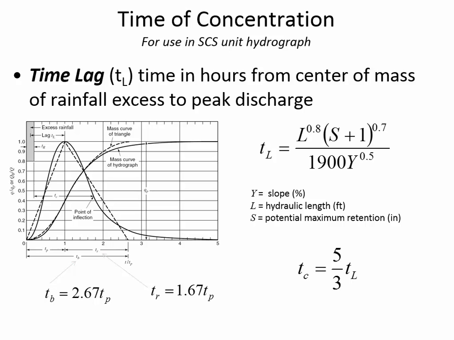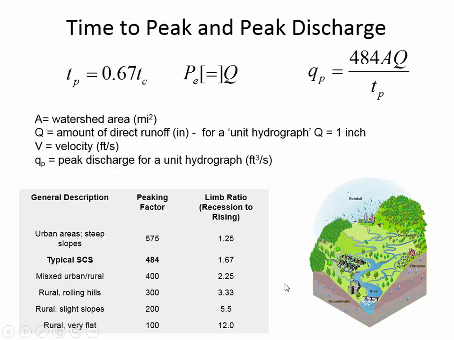Once you know the lag time, you can calculate the time of concentration. There's a rough approximation converting between the two. It's just the time of concentration is 5/3 of the lag time. Now, there's a typical peaking factor that's built into finding the amount of runoff. The typical peaking factor is 484.